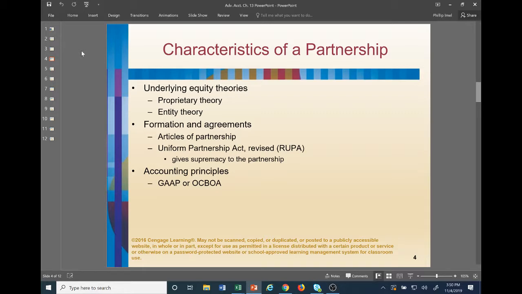Now, even though the RUPA, the Revised Uniform Partnership Act, covers certain topics found in the Articles of Partnership, it is important to note that many sections of the RUPA are applicable only in the absence of a partnership agreement. In essence, the RUPA gives supremacy to the partnership agreement and is a series of default rules.